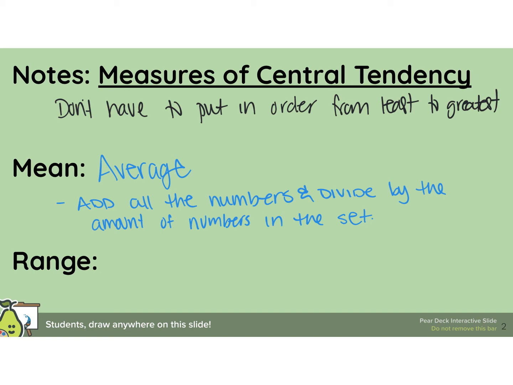Most of you have been calculating the average or the mean for a few years now, so you know how to do it. If you add up 5 different numbers, then you would divide by 5. If you add up 12 different numbers, you would divide by 12.